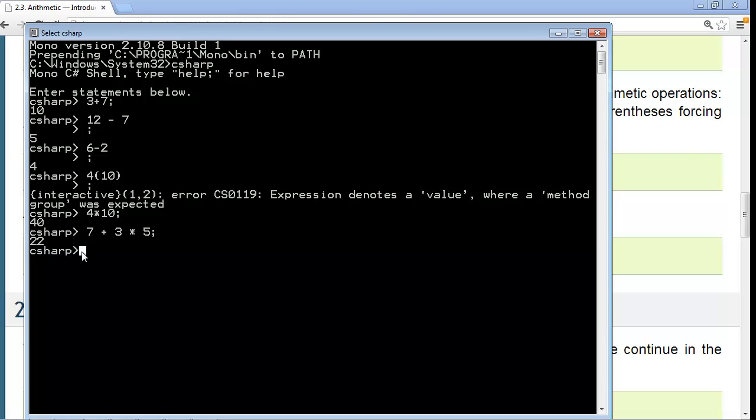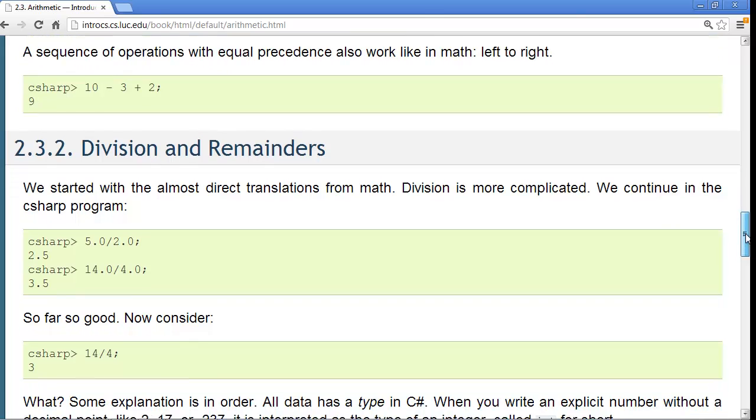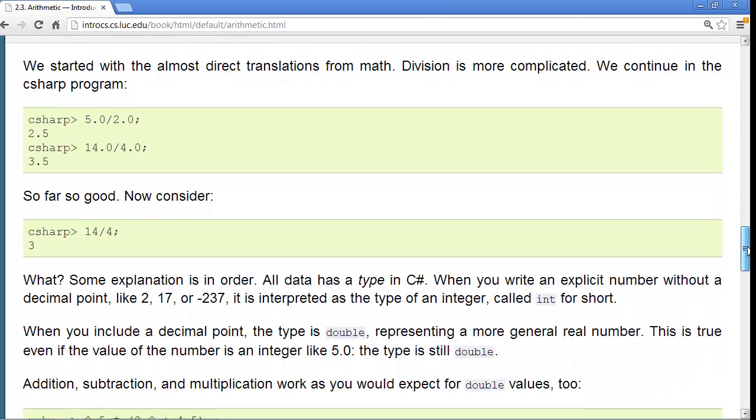Of course, we can use parentheses also to force different things to be done first. And so in this case, we will get our 50 because we forced the 7 plus 3 first before multiplying by 5. I set division in a different section because it's more complicated.